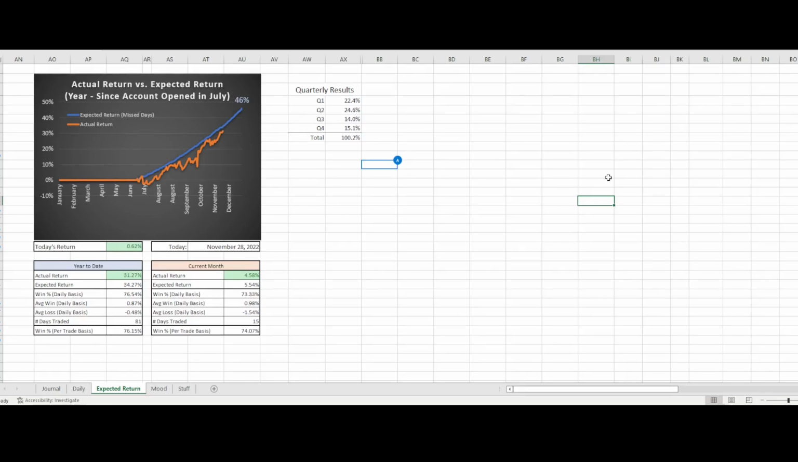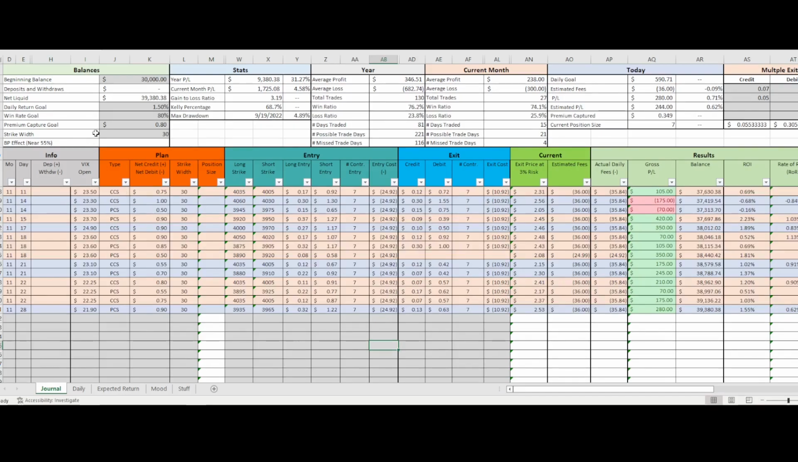As we can see, we began this new journal with a new account balance at the beginning of July with an initial balance of $30,000. And that was actual money in the account starting at $30,000. Since then, we've made a net profit after commissions and fees of $9,380 for a rate of return of 31%.